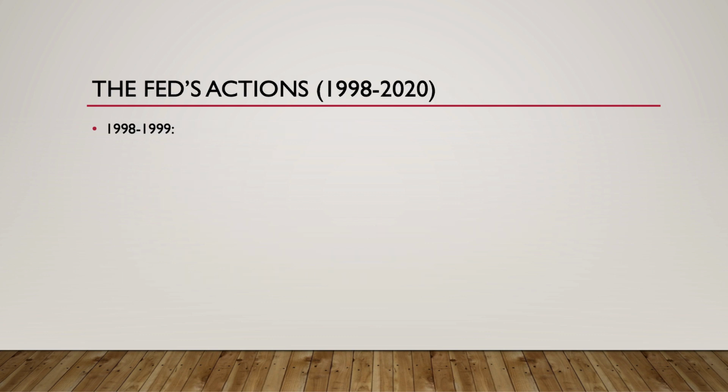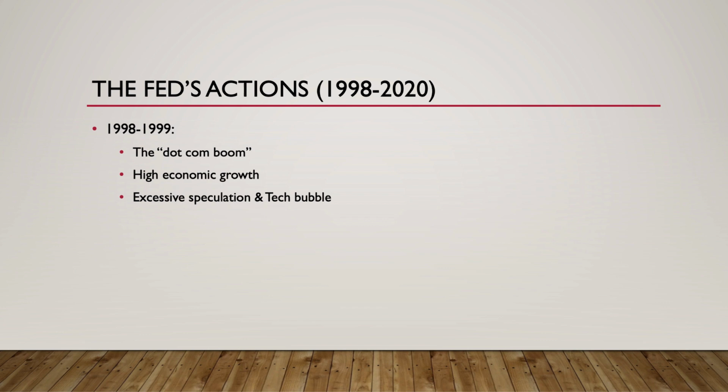We'll start in the late 90s. This period, called the dot-com boom, was marked by high economic growth, excessive speculation in the stock market, and a tech bubble that peaked in March of 2000. The Fed counteracted the inflationary pressures of the time by raising interest rates.